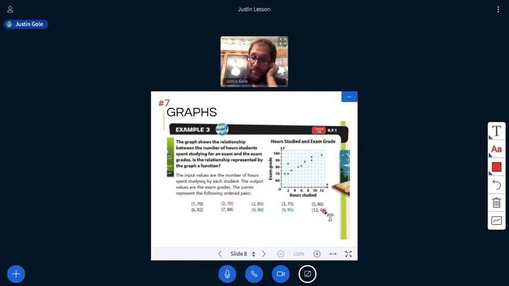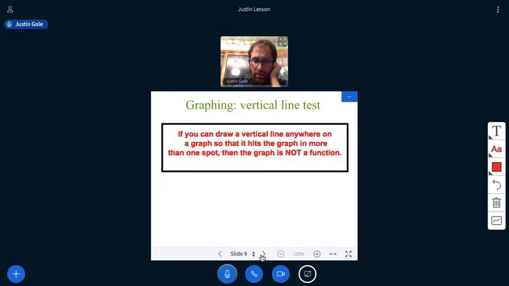So graphs. We can also look at graphs and figure out if they are functions. We have a cheat little code that we can use called the vertical line test. Remember, vertical is up and down. If you can draw a vertical line anywhere in the graph and it goes through more than one spot, whether it's 2, 3, 4, 5, 6, it's not a function.